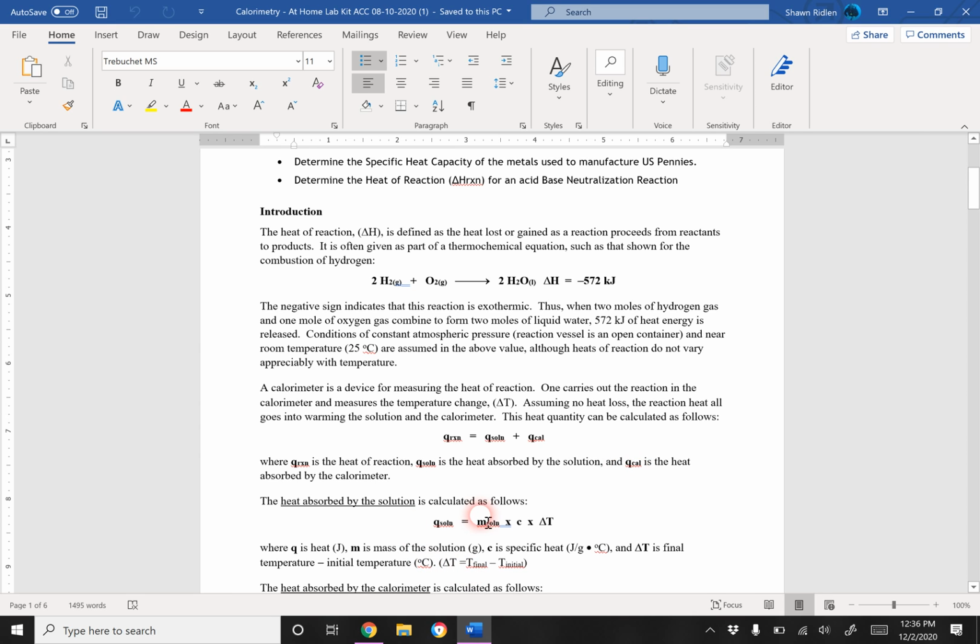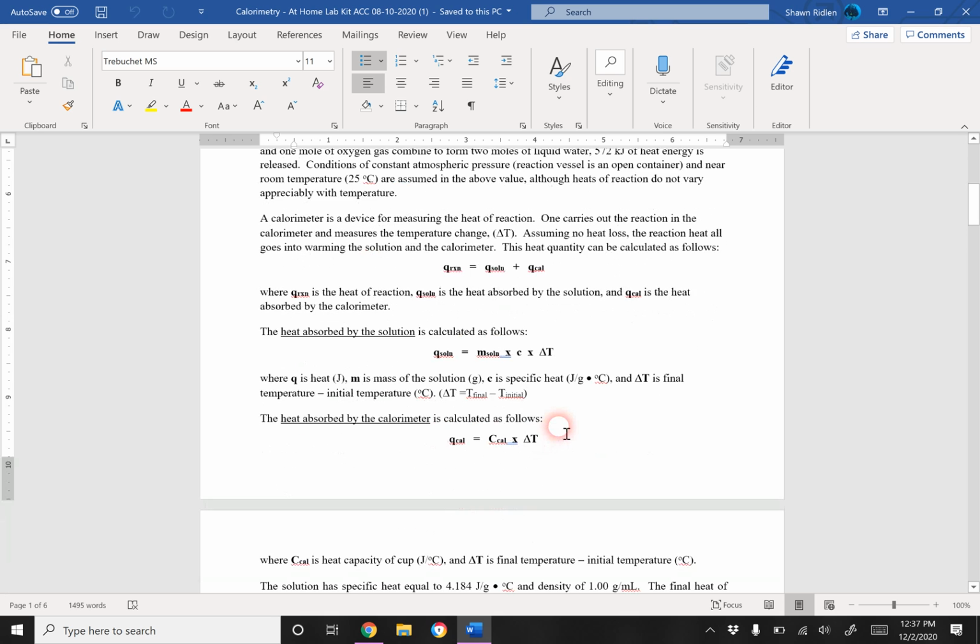In other words, what we're doing is looking at how much heat the water absorbs and how much heat the calorimeter absorbs. Add those together, and that will tell us the entire heat gained or released by the reaction. The heat absorbed by the solution is calculated from this formula. We have Q of the solution, which will be equal to the mass of the solution, in grams. So you'll find the mass of the water that you add, and generally we can use the density for this, times C, the specific heat of the solution, which is water, times the change in temperature, delta T.